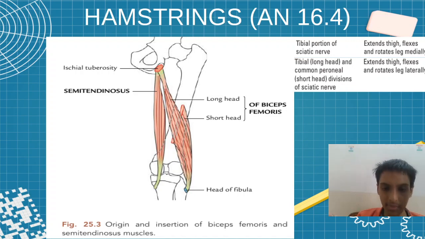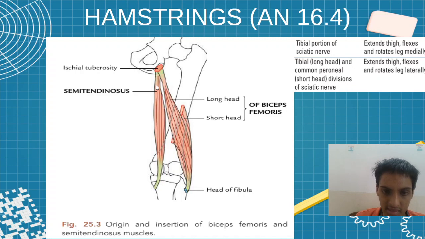Semitendinosus and semimembranosus with the biceps femoris. In this we are seeing the semitendinosus and the biceps femoris, okay? So remember that all the hamstrings come from the ischial tuberosity, a common origin. Insertion varies, okay? Insertion is different for all the muscles.